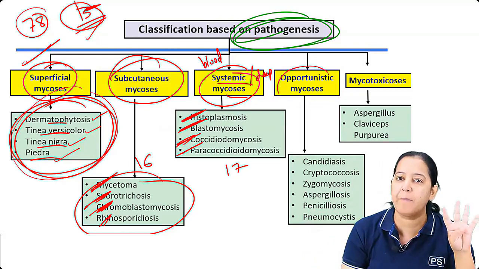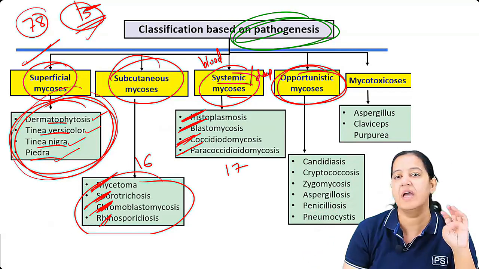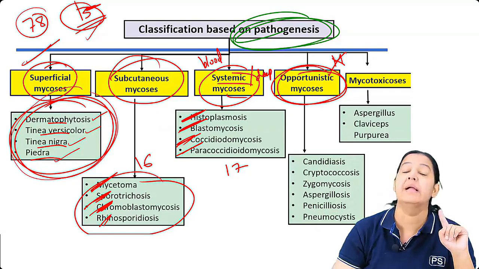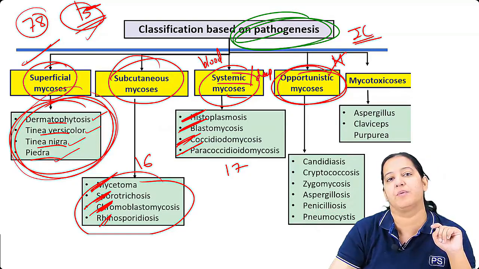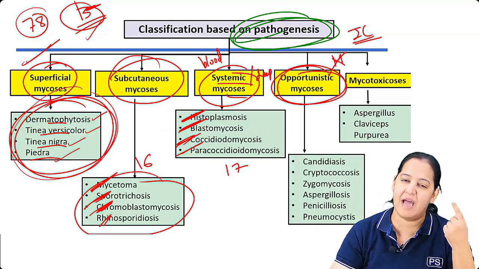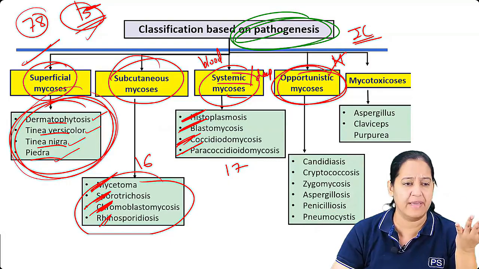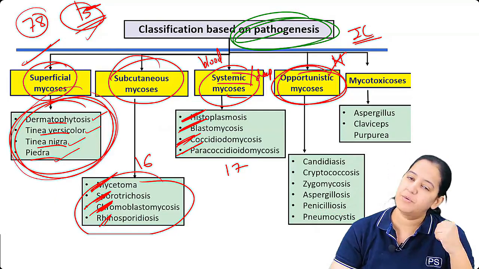After that, 4 opportunistic fungus. What do you mean by opportunistic? They do not cause disease in healthy people. They cause disease in immunocompromised people only. The person already has AIDS, or due to any reason the person is on steroids, or the person is on chemotherapy drugs. है ना? So immunocompromised people.